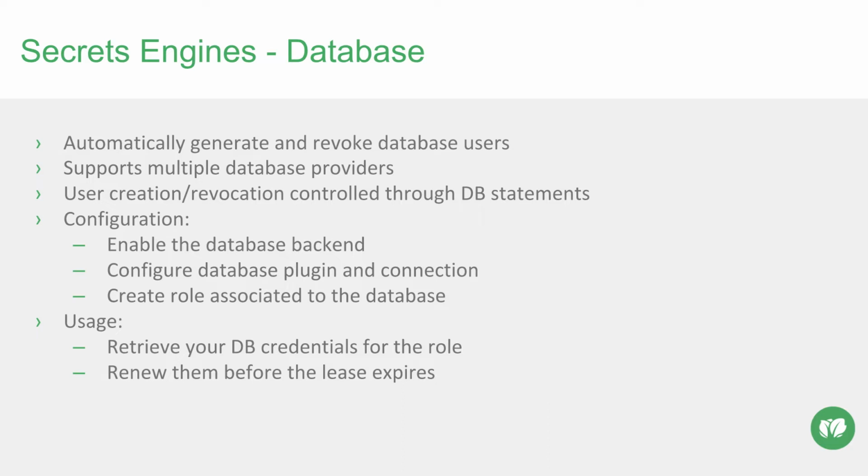So for configuration, you have to enable the database backend, just like we did the key value. Then you have two parts you need to do. You need to configure the plugin and the connection to the database. So this would be, I'm going to tell Vault, hey, I want to use Postgres. Here is the connection string to my Postgres database. And here are the credentials I want you to use to manage my users in there. You must give it credentials that are able to create new users and grant them whatever access you want it to do. What that looks like will vary based on what provider you're using. But generally you have to give it access to a more privileged user.